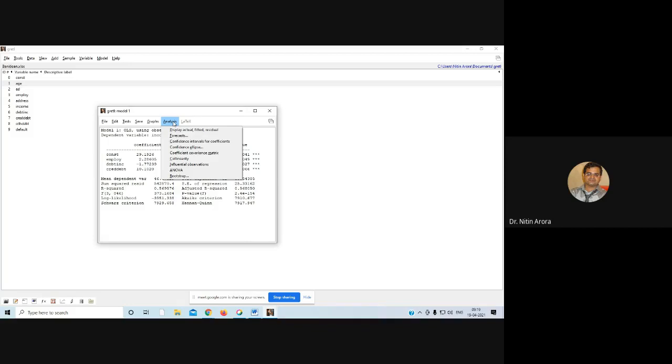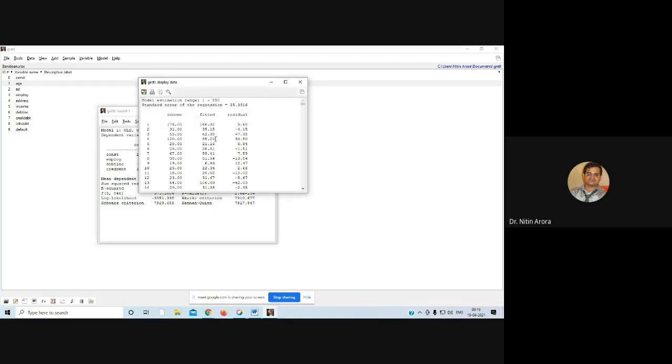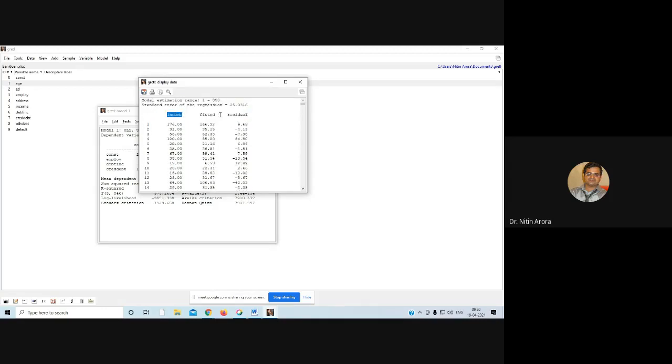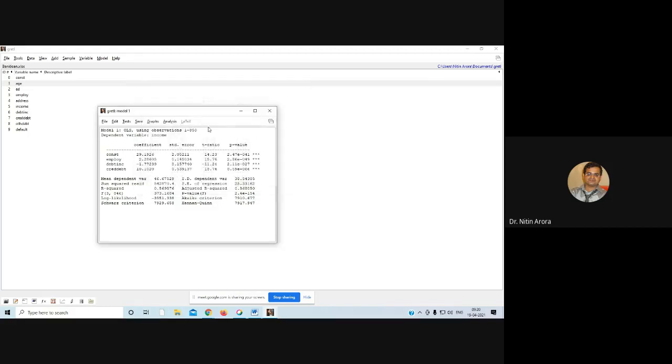We can obtain actual value, fitted value, and residual value. So display actual, fitted, and residual. You can see this is the actual value of income, 176. Fitted value is 166.32, and residual is 9.68, and so on. For each observation, this is yi, fitted is yi cap, so yi minus yi cap is residual. So the ei series is also given. You can copy paste this series anywhere else, wherever you want.